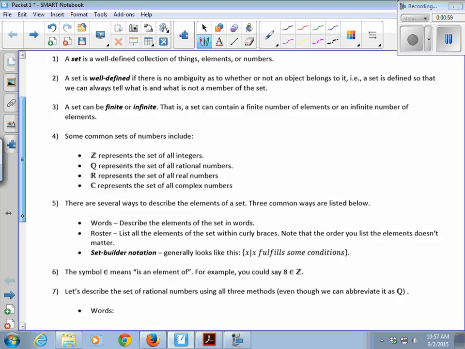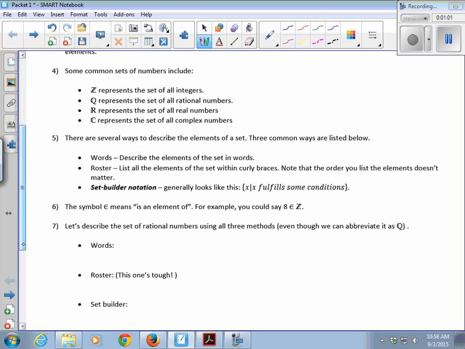So some common sets of numbers include Z, and this is notation that is pretty universal across all textbooks. Z, like that capital Z with the extra line, represents the set of all integers. That capital Q with the extra line represents the set of all rational numbers. And R is the set of all real numbers. C, the set of all complex numbers.